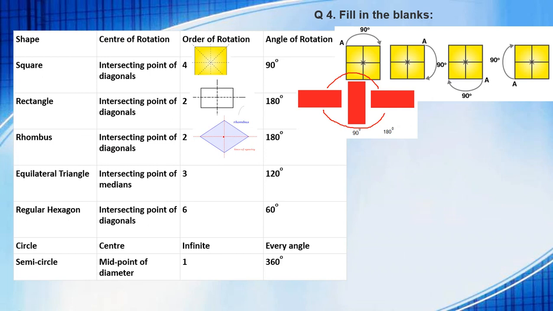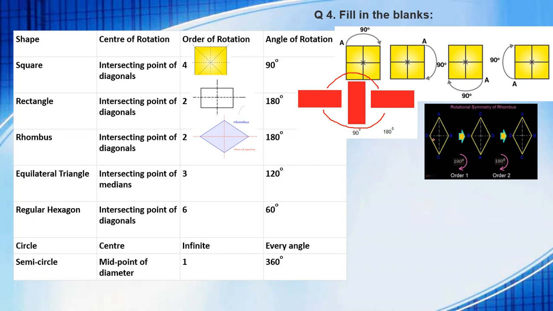And again, when we consider the rotation of a rhombus, according to this figure, when the rhombus is rotated by 180 degrees, then we get this figure, and in the next rotation, again by 180 degrees, we get the same position of its previous vertices. So the order of rotation for the rhombus is 2 and the angle of rotation is 180 degrees.